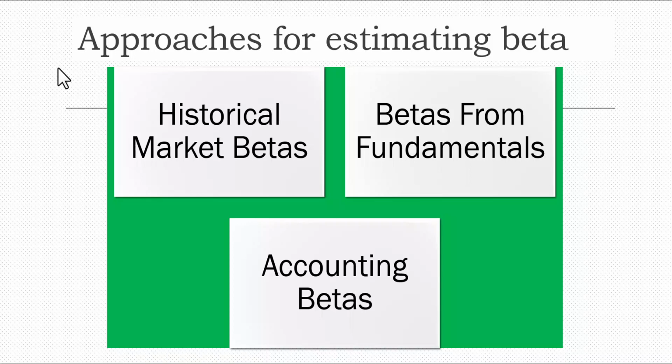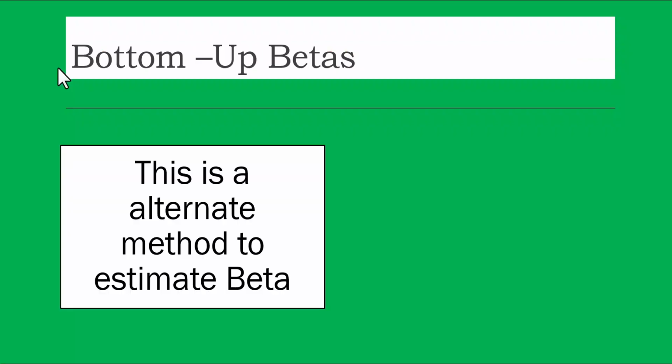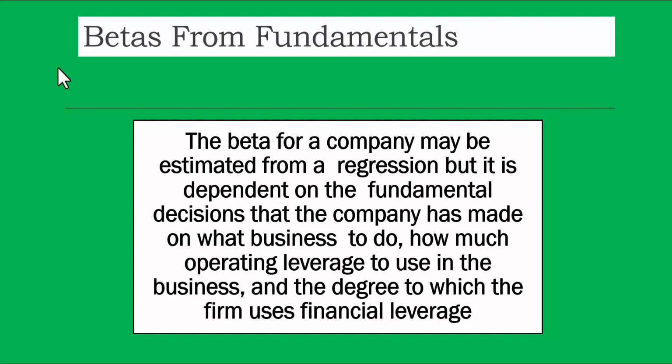Okay, how do we know that beta? This is a statistical measure. Okay, fine, but what is the meaning of beta, really? How can it be calculated with the help of the fundamentals of the company, what the company is doing? So it all depends upon the business of the company. So let's understand that. Then there is another method called bottoms up beta. We'll talk about that a little later. So betas from fundamentals.